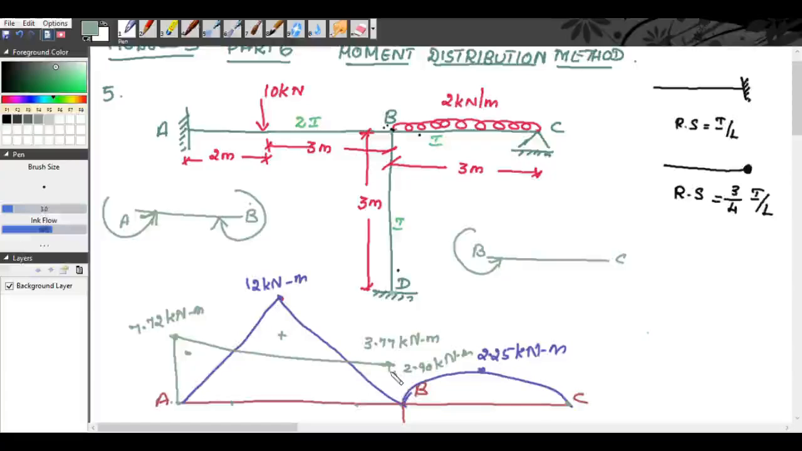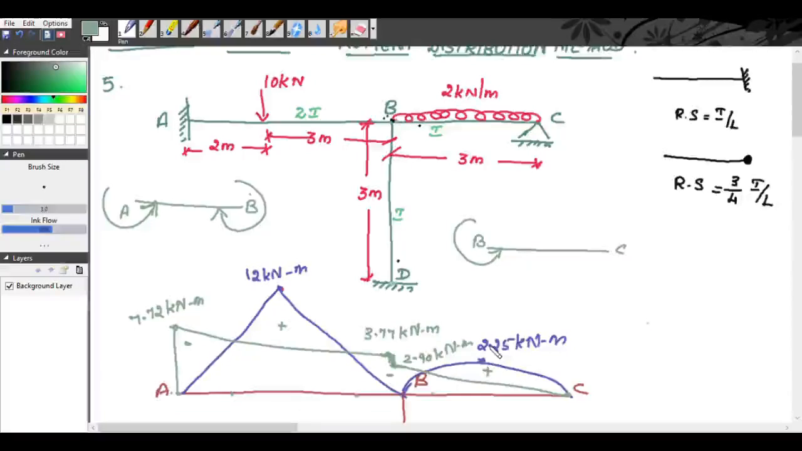So there is a drop here. See, that is the meaning of that. From 3.77 there is a drop here. Then at C it is 0. That means this portion is negative. We have a hogging, and from this point to this point, we have a sagging bending moment, positive bending.